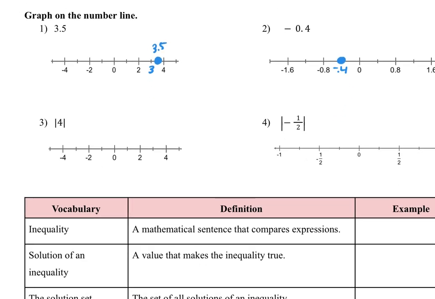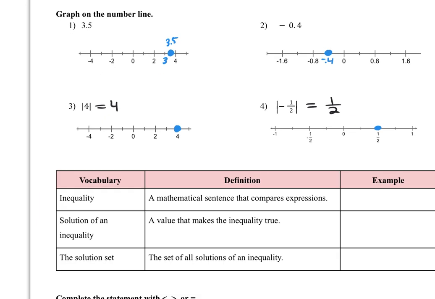Absolute value of 4 is what? 4. That's what we're graphing. Put a dot. Pretty straightforward. Absolute value of 1/2. 1/2, that's the distance from 0. So we go to positive 1/2 and put a dot. Comments, questions, concerns? Pretty simple, straightforward.